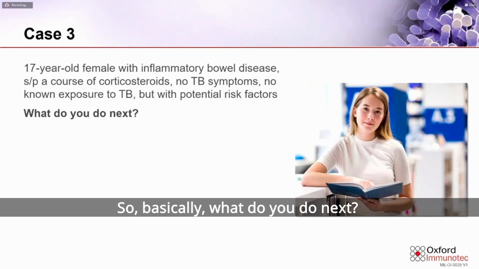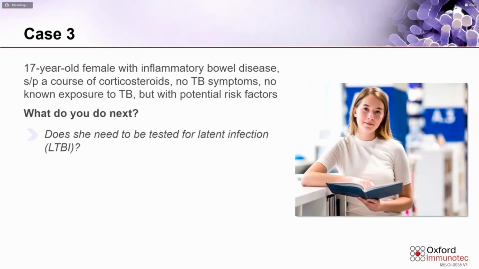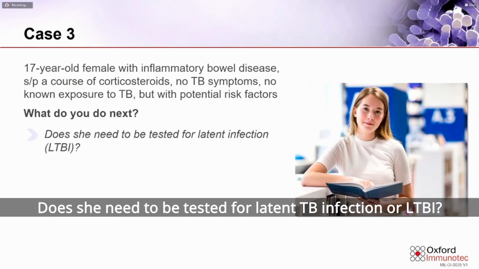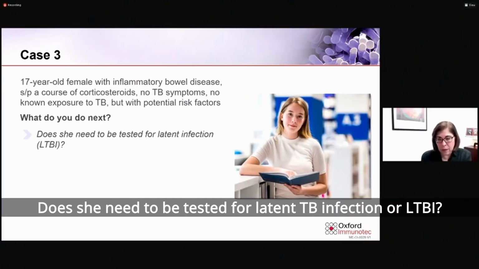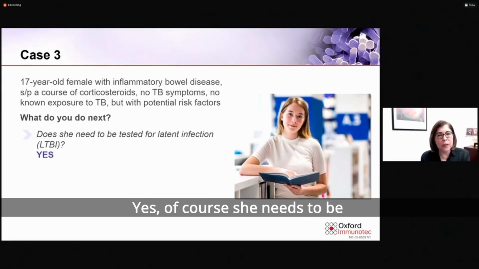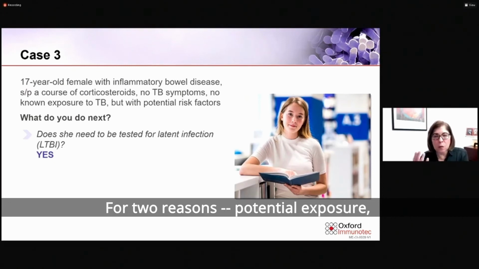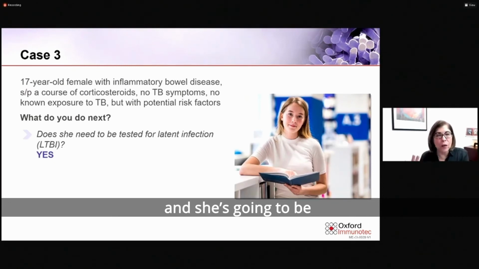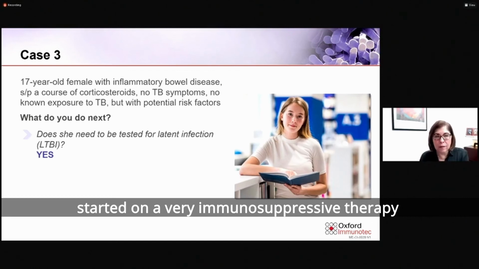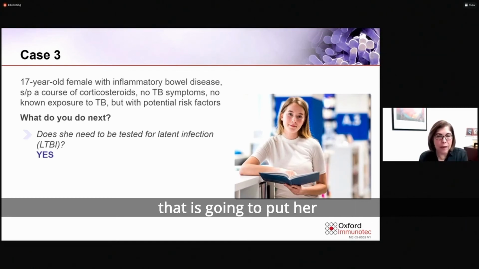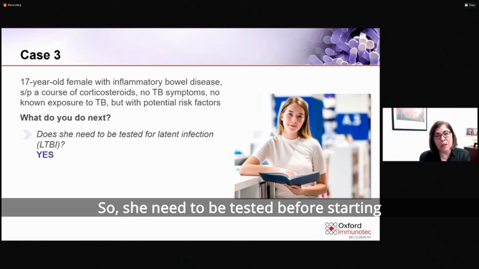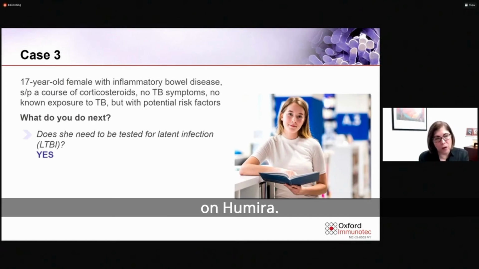So basically, what do you do next? Does she need to be tested for latent TB infection or LTBI? Yes, of course she needs to be tested for that, for two reasons: potential exposure, and she's going to be started on a very immunosuppressive therapy that is going to put her at higher risk of developing TB disease if she actually got the infection. So she needs to be tested before being started on Humira.